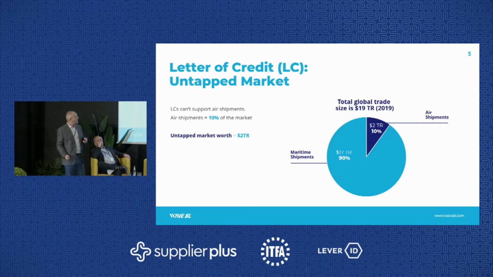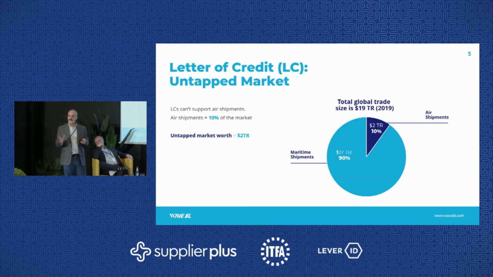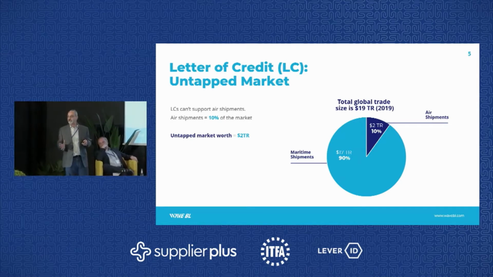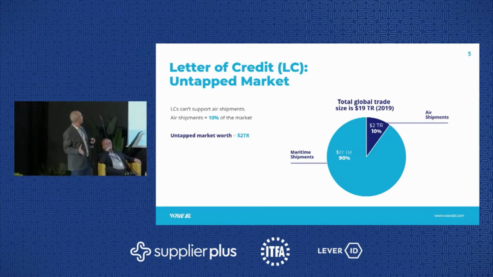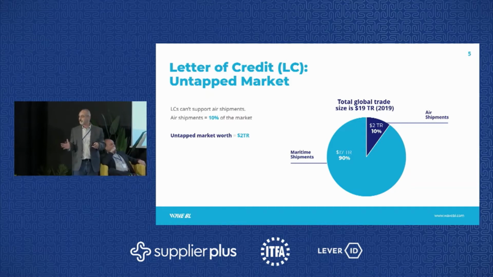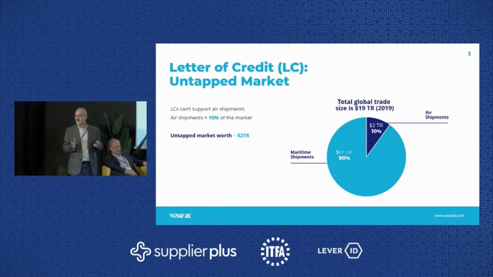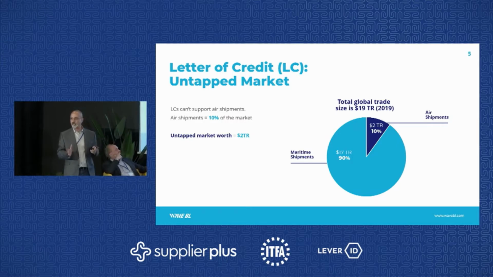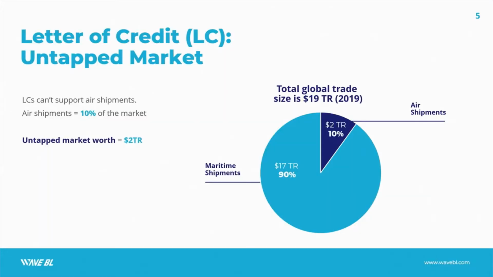Now, when we're talking about global trade, we're talking about how much is going through maritime shipment and how much is going through air shipment. About 10% goes through air shipment. So when we're talking about LCs, LCs cannot tap it. That market is actually not the relevant market for the traditional LC.